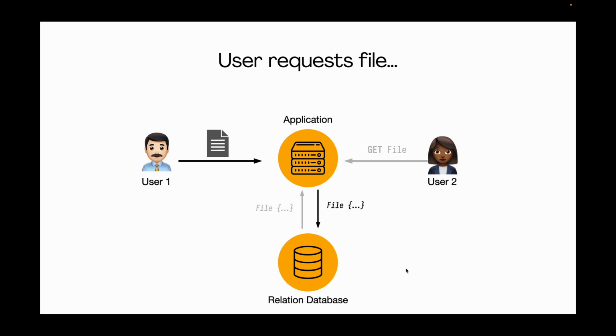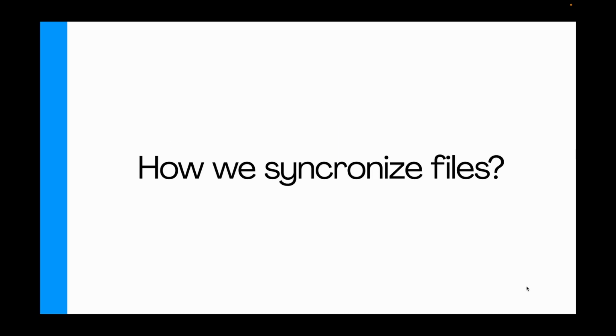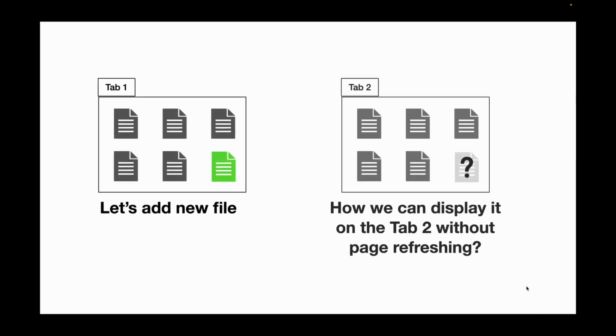User 2 requests the file from the server. The server establishes a peer-to-peer connection for the users. Now we are ready to transmit the file from user 1 to user 2. This transmission is private and at the same time it's secure because we don't use a common file storage. The next question is how we can synchronize files. As you remember, we have to implement file synchronization between different tabs in one browser or between different devices.